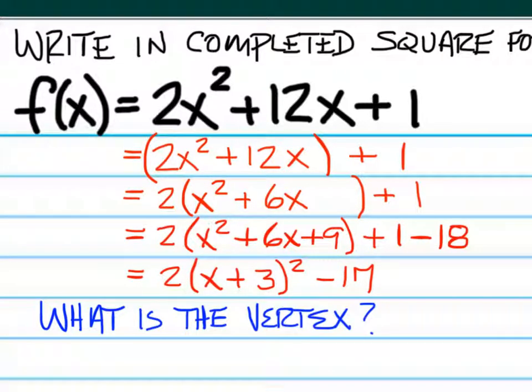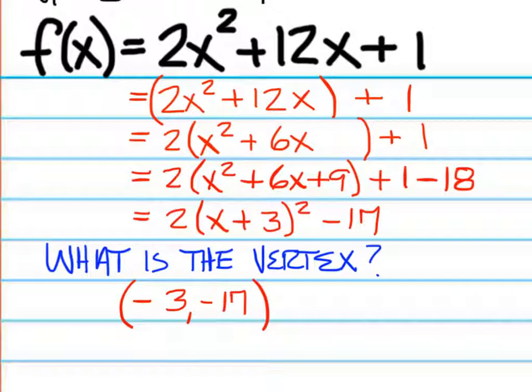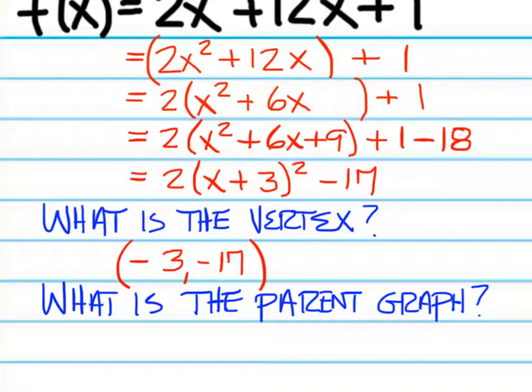What is the vertex of this function? The vertex is -3, -17. Remember that comes from here, the opposite of this for the -3, but this stays the same, -17. What is the parent graph or the parent function? The parent function or the parent graph is x squared, and I made it a of x equals x squared. You have 25 other letters to choose in the alphabet. I chose a. You have to make it different from the f.